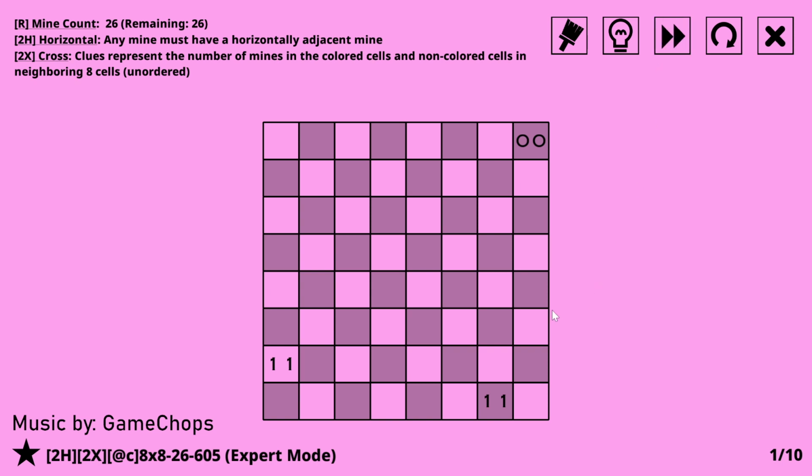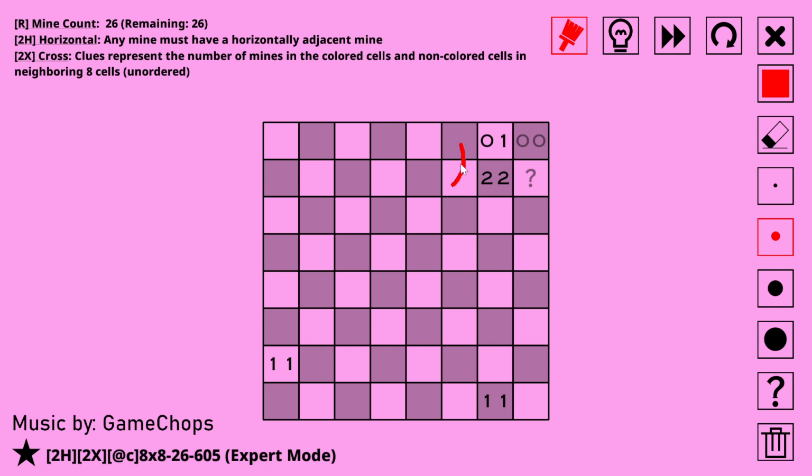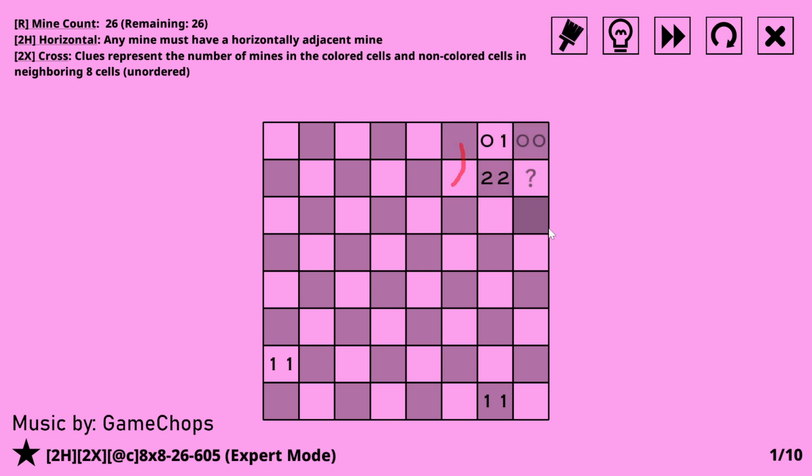Alright, 2H2X. Okay. 0-0 means none of those are mines. 0-1 means one of those are mines, we don't know which. But 2-2 means there are 4 mines total, one of those are mines, so the remaining 3 must be mines. There are already 2 dark mines here, there cannot be another dark mine, so this happens. This miner must have a partner which completes this.